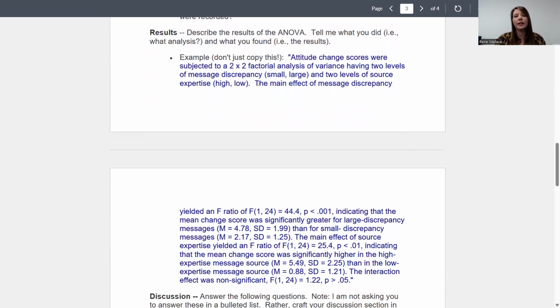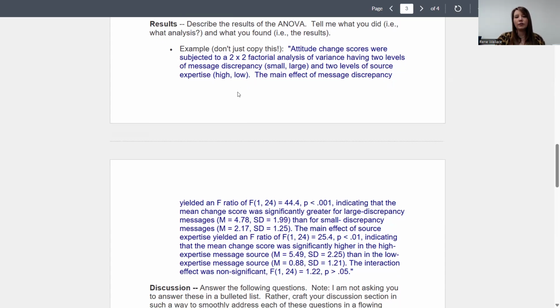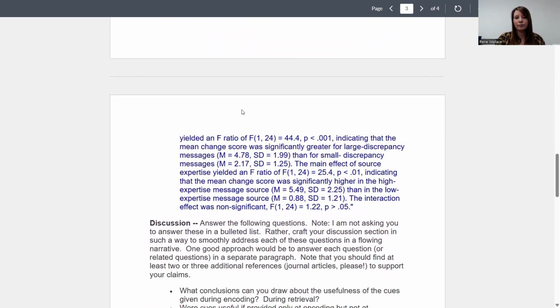So change the words to what they need to be, but a 2x2 factorial analysis of variance having 2 levels of recall, maybe, right? And then put what they are, and 2 levels of whatever the main effect yielded an F ratio of, and needs to look just like this, indicating that the mean score was or was not significantly greater or smaller for whichever situation you're talking about. And then you report the mean and the standard deviation for that one, then for the other situation. And then you report the mean and the standard deviation for that one.